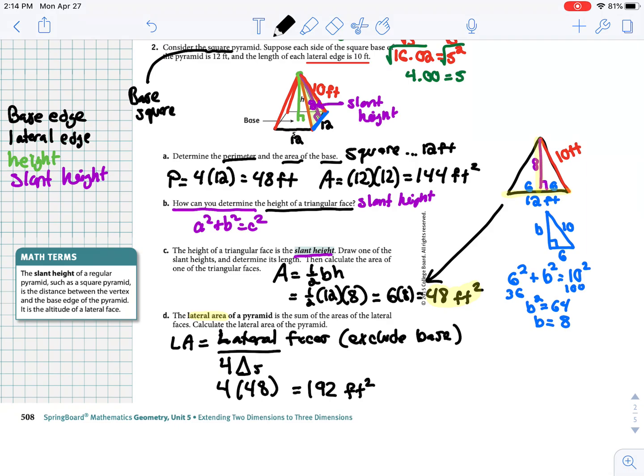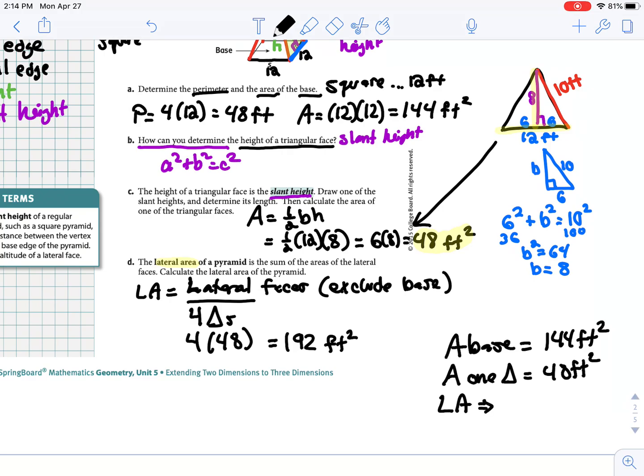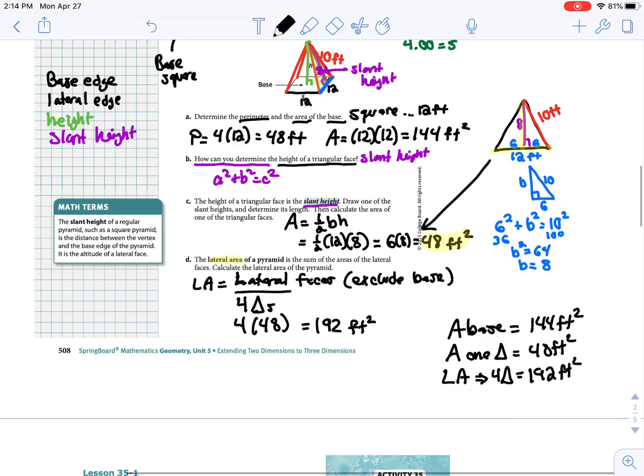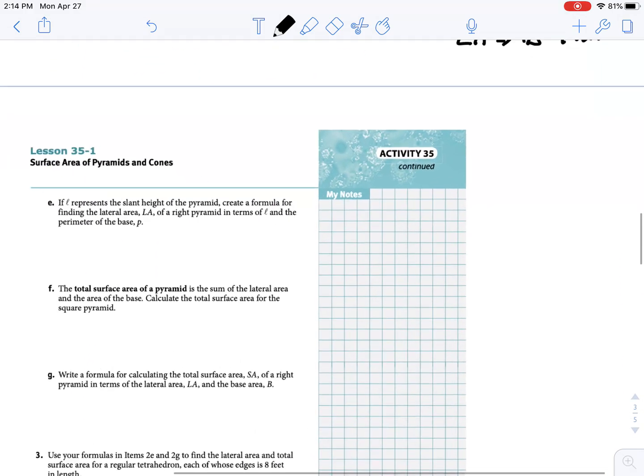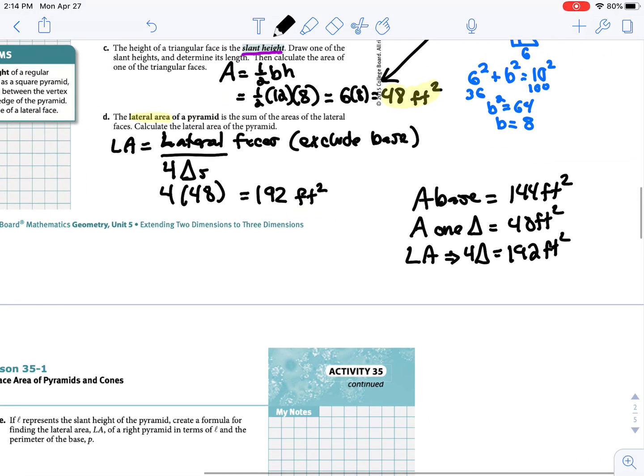Okay, just to go back for a moment, some of the key things that we know about this pyramid. We know that the area of the base is 144 square feet. Remember, the base was the square. We know that the area of one triangle was 48 feet squared. We know that the lateral area, keep in mind the lateral area is all 4 triangles, that was 192 feet squared. So with all of this information, we're left with what is the total surface area. We're going to come back to that in just a moment.